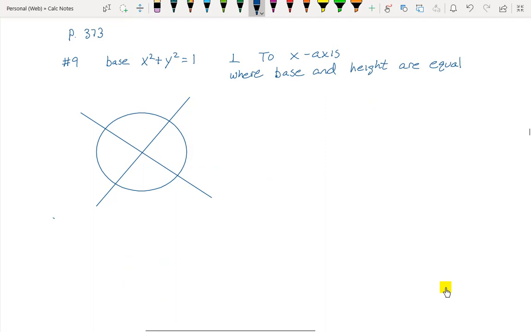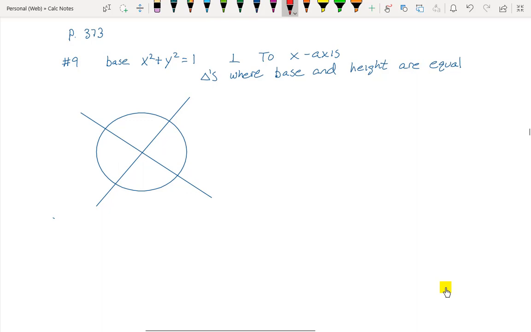Okay, so number 9 on the homework, page 273. We're going to look at this one. We have a circle with a radius of 1, and it says we are going to go perpendicular to the x-axis, and our base and height are equal. And I missed the part, base and height, these are triangles. Okay, so these are triangles where the base and height are equal.